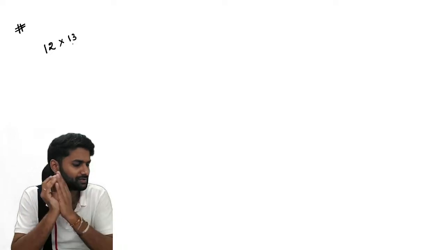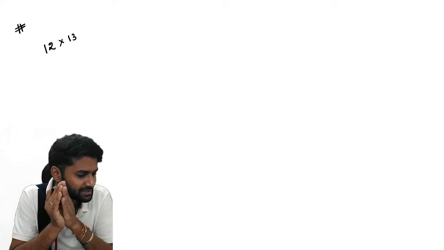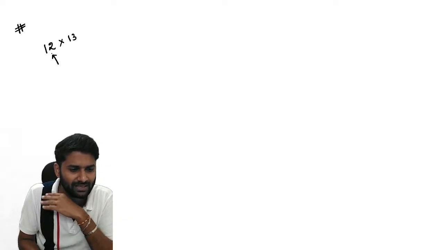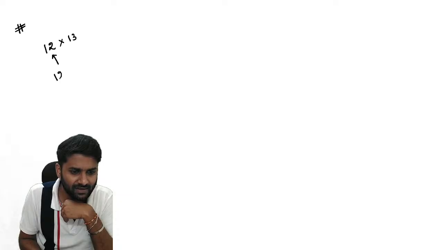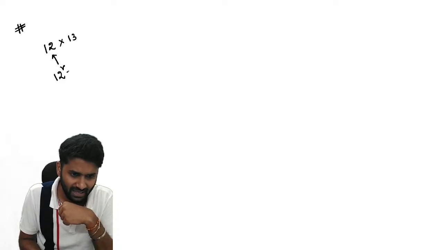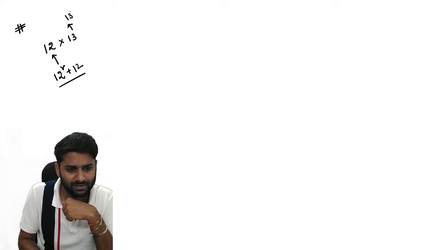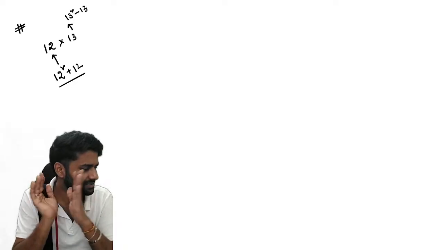Let's go for a few more observations. We have different models. If you observe, you can save your time in the calculation part. If 12 into 13, as you know, are consecutive numbers, if you consider the lower number, consider the square: 12 square plus 12 is the correct answer. If you consider the higher number, 13 square minus 13, then the resultant is always the same.